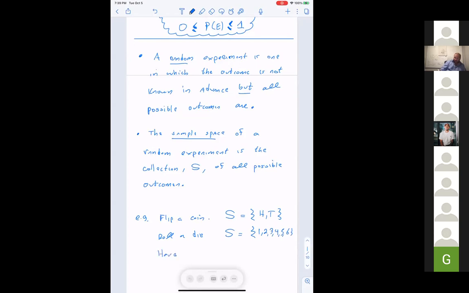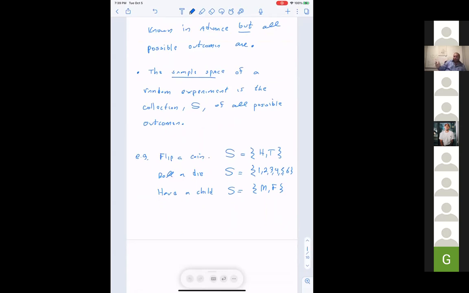If I have a child, what is S? Male or female? Yes, I know that in theory, if I flip a coin, it can land on its edge. If I roll a die, it can land on a corner. If I have a child, it can be, what's it called? Yeah, both male and female genitalia. I forget what it's called, but there's always the possibility. But if we ignore those really rare situations and just keep it simple, then these are the sample spaces for these various experiments.